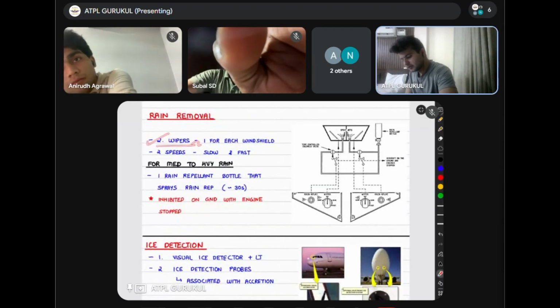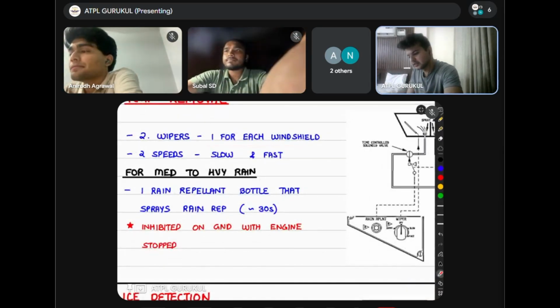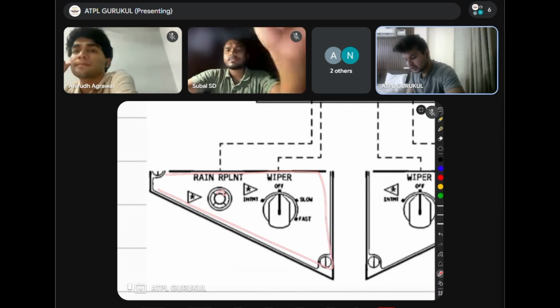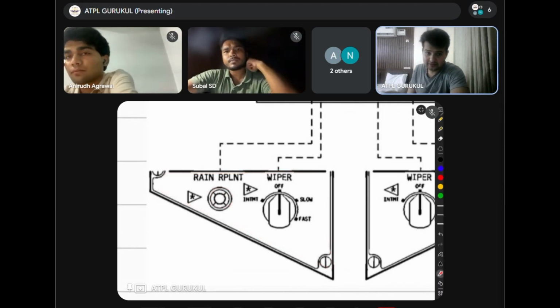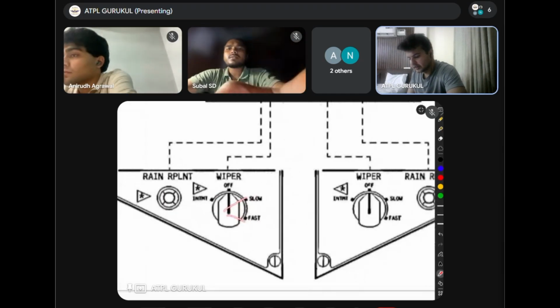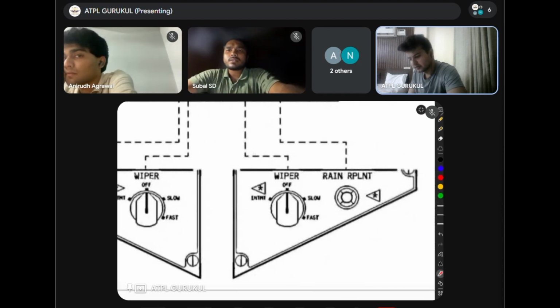There are two wipers, one for each windshield, and they operate at two speeds, which is controlled by this manual. Okay, so there is a rain repellent. Again, this is an if installed thing. Wipers, of course, you need it. So you have slow and fast. Intermittent is something which is an if installed thing.